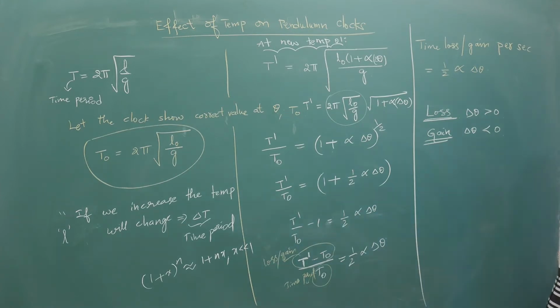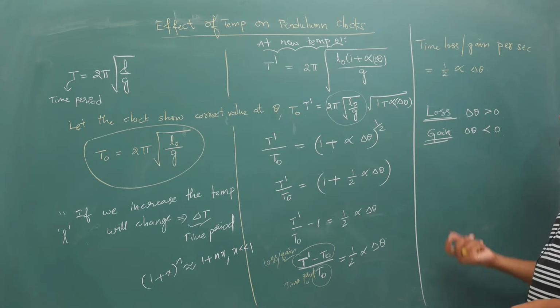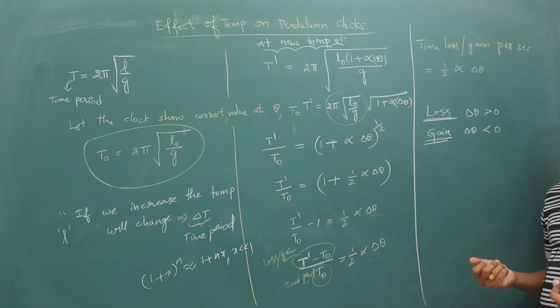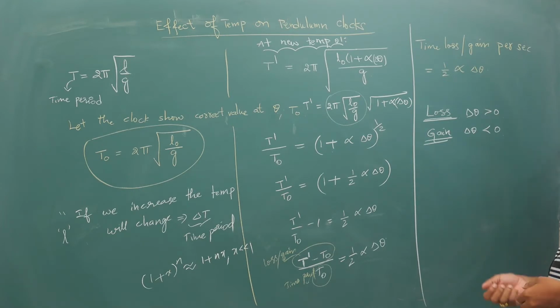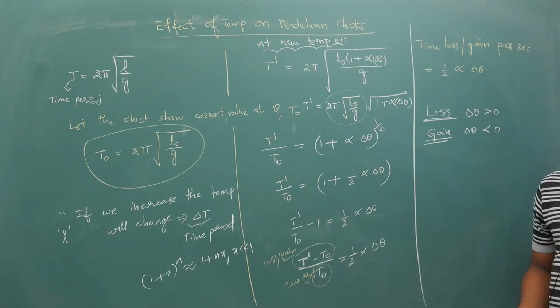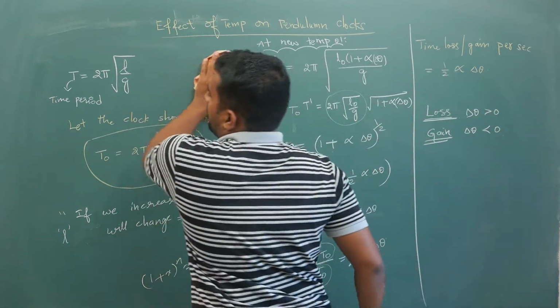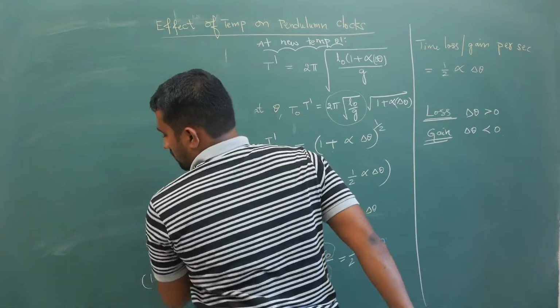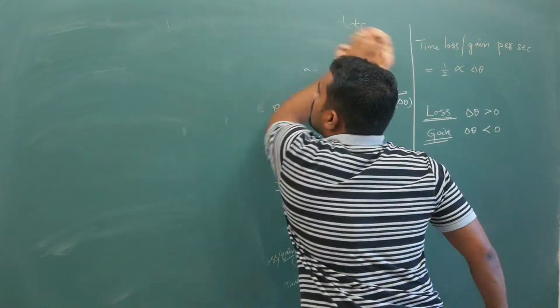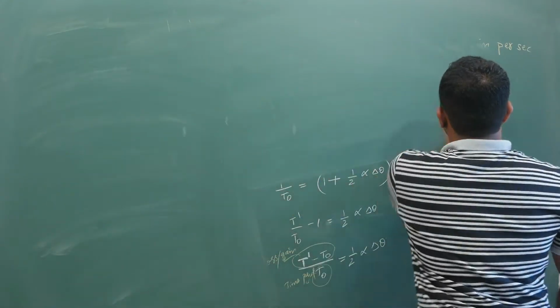Okay, if delta theta is positive, it is loss of time. If delta theta is negative, it is gain of time. So this is the effect of temperature on pendulum clocks. I will erase this and continue further. Pause the video, copy this down.